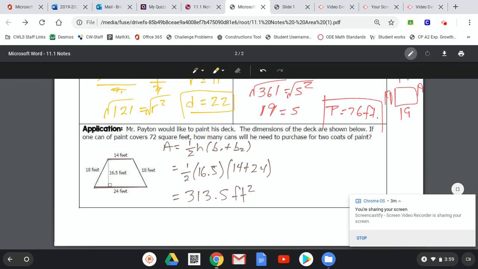Now, what they're asking for is how many cans will he need to purchase for 2 coats of paint? So what we're saying is the area is just the space taken up. So, okay, we painted it. The area is basically 1 coat of paint. So this 313.5 is just 1 coat of paint. So we're going to have to multiply that number by 2, okay, to get an answer of 627. So that's the area that he's going to need to cover with 2 coats of paint.